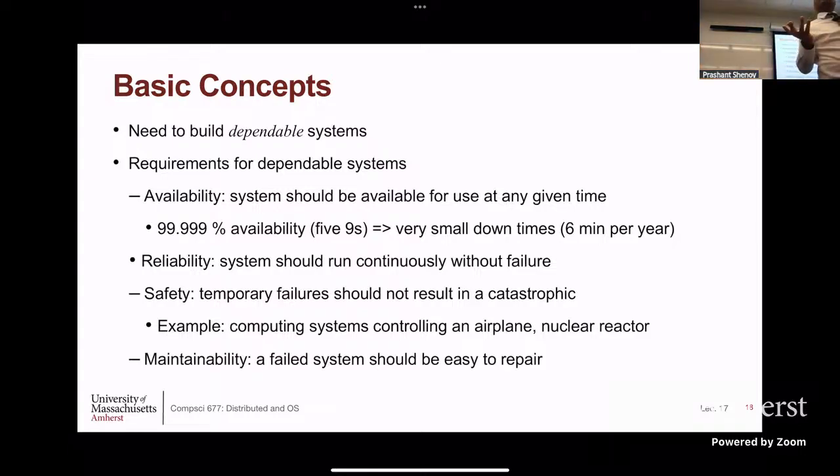Availability is always expressed as a percentage, right? So typically, you want the system to have high availability. It's never going to be 100% because there's always some chance the system will fail. But the closer the availability is to 100%, the more available your system is, because the chances it is down are much smaller. Okay?